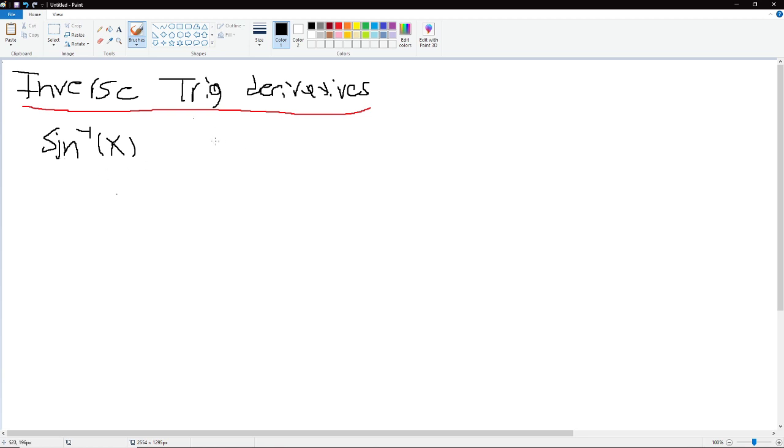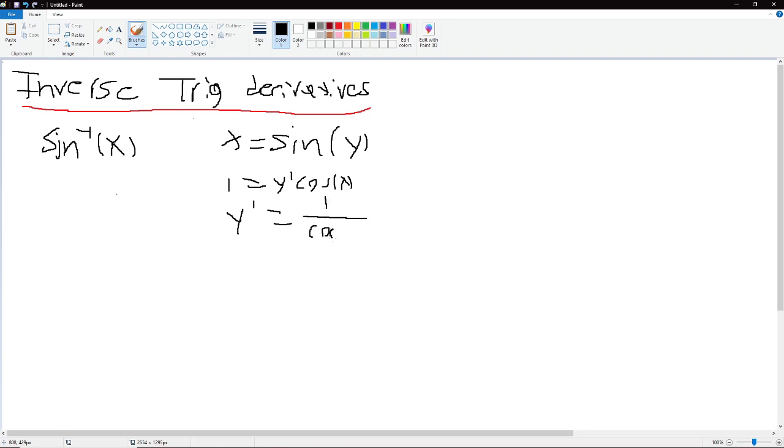But we can see here that we can rewrite this as x equals sine of y. Since we know that it is an inverse function, we can just swap our x and y, and then we can solve this implicitly. So we get that 1 equals y prime cosine of y, and then we can use algebra to get that y prime equals 1 over cosine of y. Sorry, there should be a y here. That's my fault. This is a y.